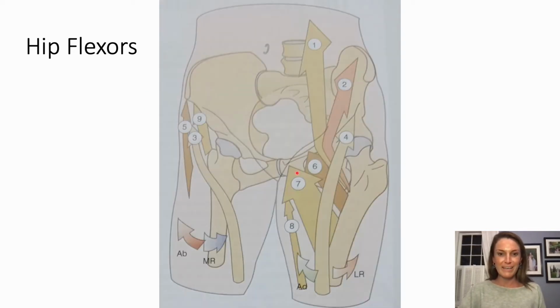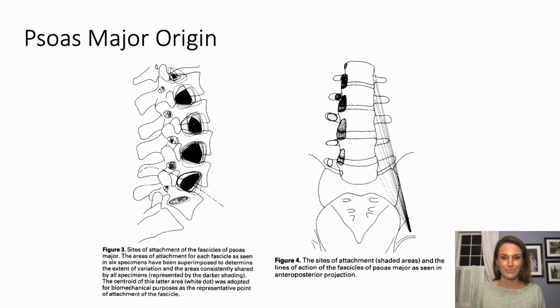The primary hip flexors are your psoas, your iliacus, sartorius, rectus femoris, and the TFL. And then there are a lot of secondary or accessory hip flexors that we will go into more in a little bit. I wanted to take a second to talk about the origin of the psoas while we were here.